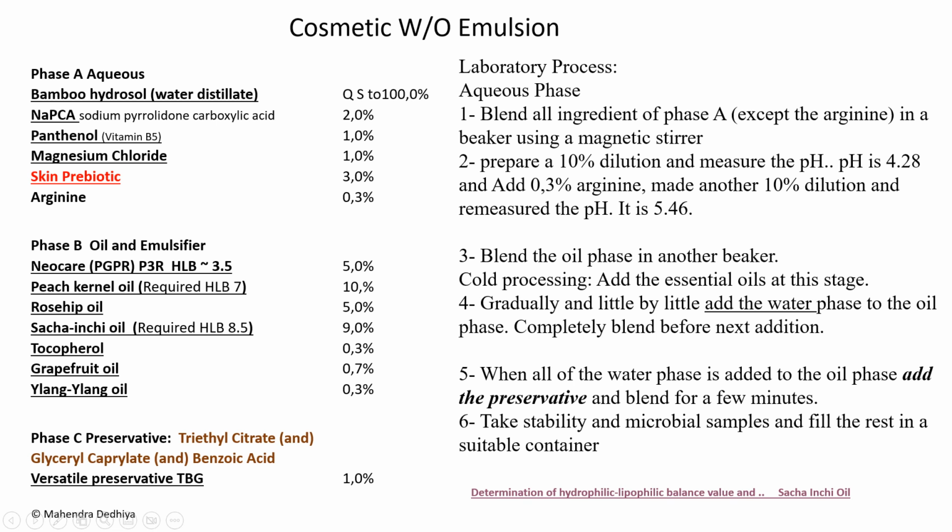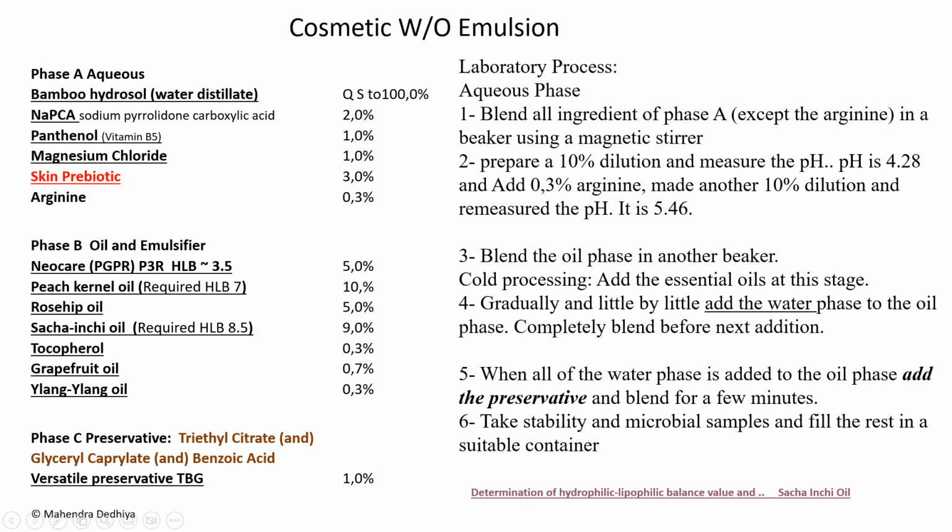Let's look at the second formulation, which is a water in oil emulsion. It is from Asian journals. It has an Asian component to it, as you can see from bamboo hydrosol used as a water distillate, naturally occurring sodium peroxide carboxylic acid, vitamin B5, skin prebiotic, and arginine to adjust the pH.